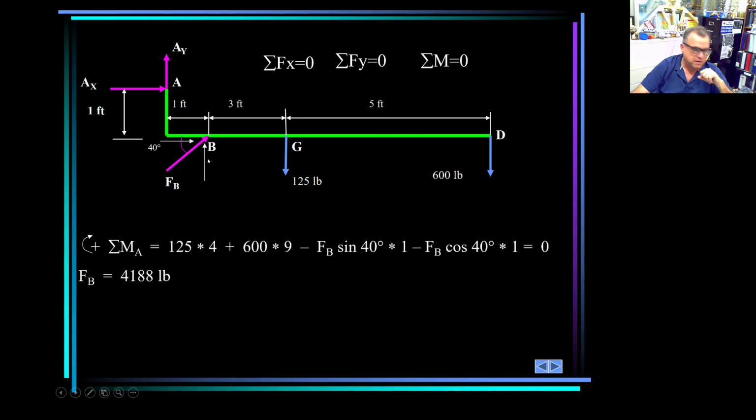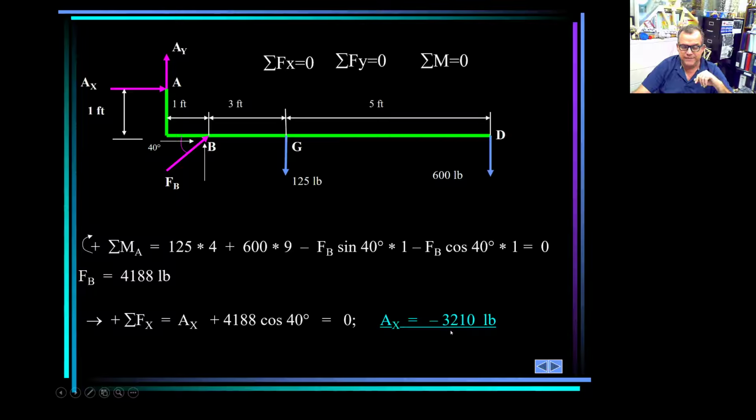Once we know FB, what is the next step? Summation of forces in X, summation of forces in Y. If I'm going to do summation of forces in X equals 0, I have AX plus this component. What is this component? FB cosine 40 equals 0. Then I get that. And then I solve for AX, and AX is negative.